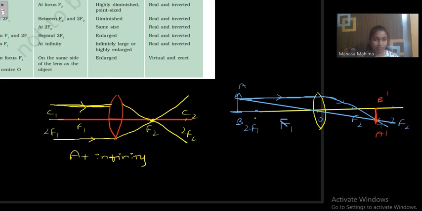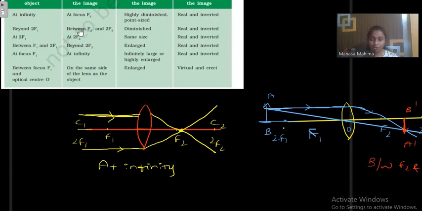The position of the image is between F2 and 2F2. If you see this table, you will get to know, right? When the object is beyond 2F1, the image is between F2 and 2F2, the size will be diminished, and it is a real and inverted image. Like this you can draw for all the cases.